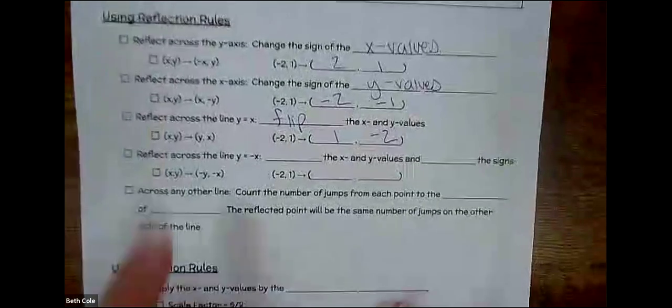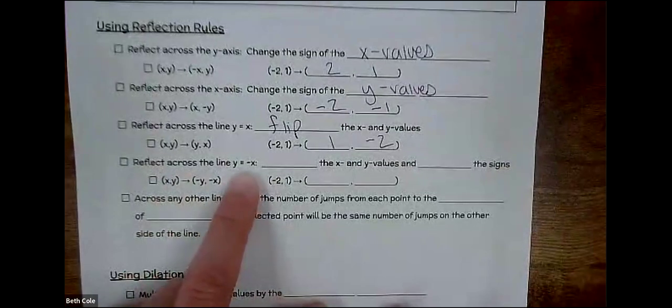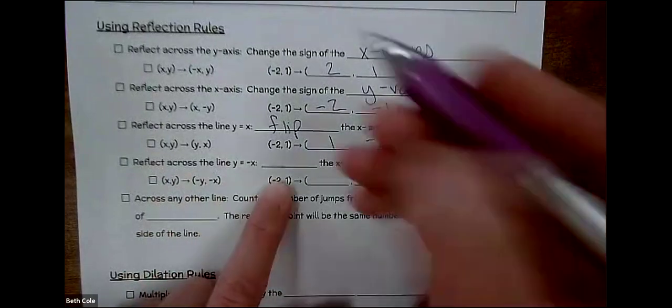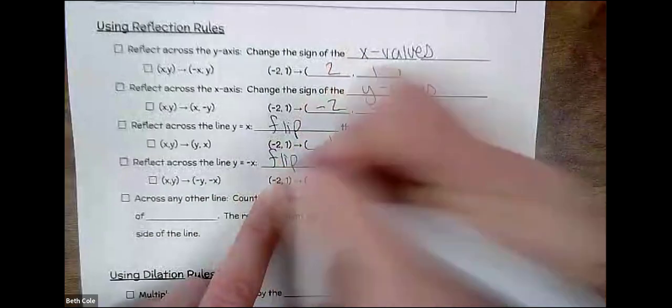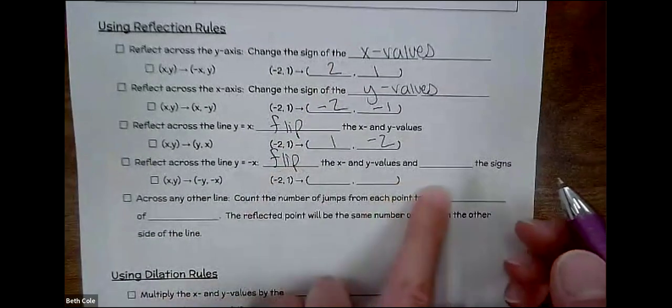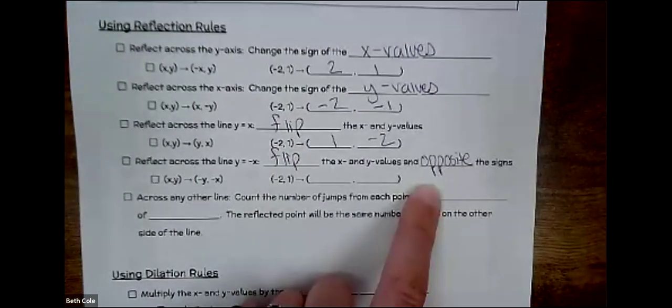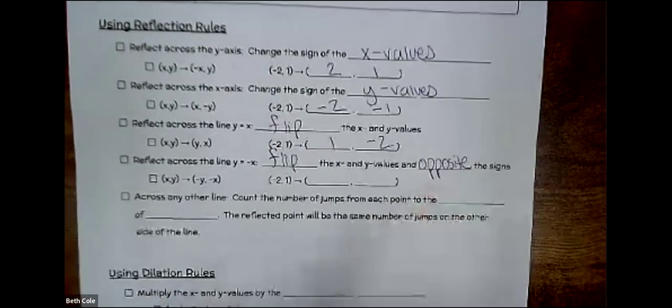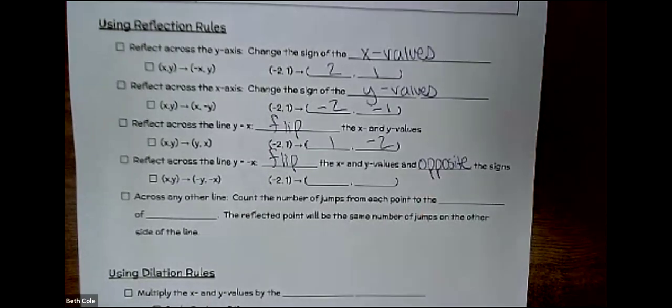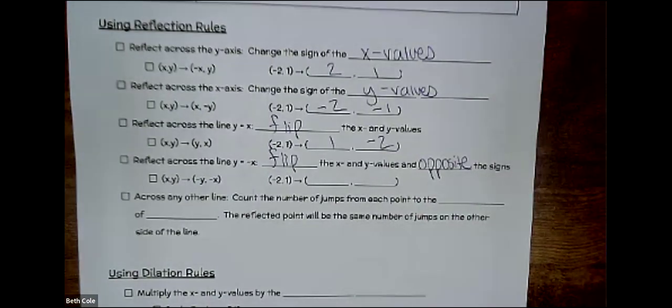So come on back over here and we'll write that in our notes. So when you reflect over the line y equals -x, you're going to flip the x and y values and opposite the signs, or change the signs, or negate the signs, whatever word makes sense to you, but whatever you had, you're going to change it. So if it was positive, you make it negative. If it's negative, you make it positive.